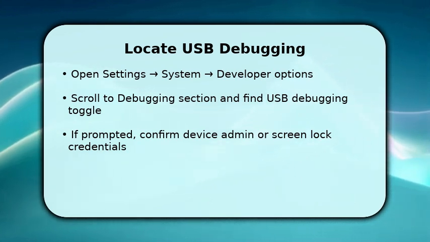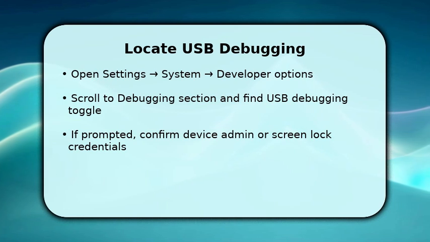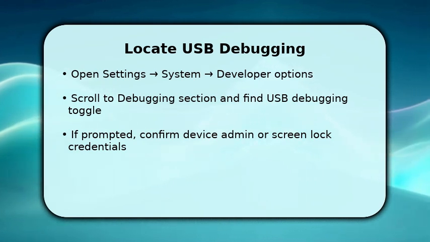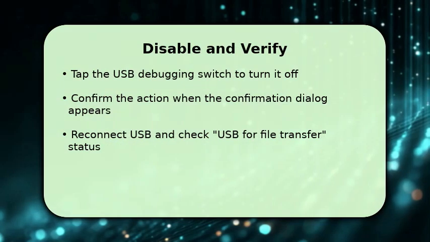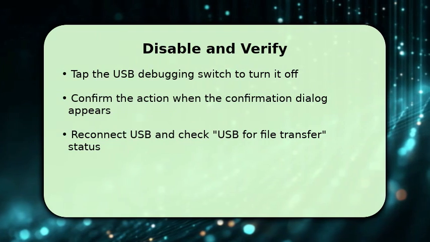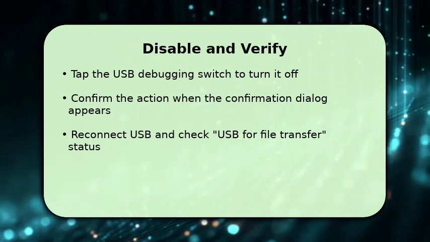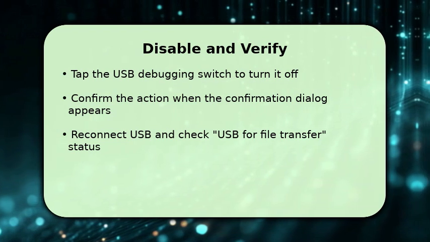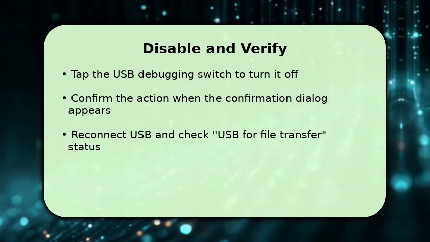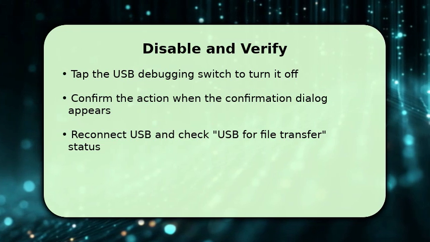If the phone asks for screen lock confirmation or administrator permission to change the setting, enter your PIN or pattern. This ensures only you can modify it. Finally, turn USB debugging off by tapping the switch in Developer Options. You will see a confirmation dialog, confirm to disable it. Once toggled off, make sure to exit Settings and, if desired, restart the phone to ensure the change persists.